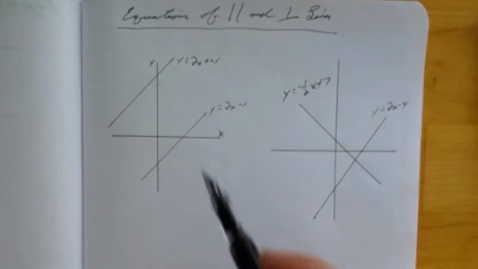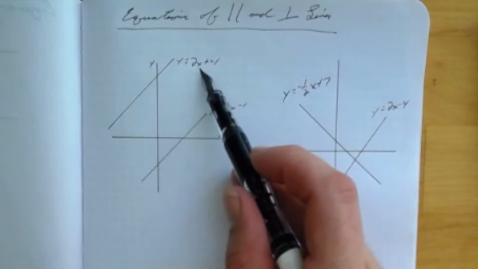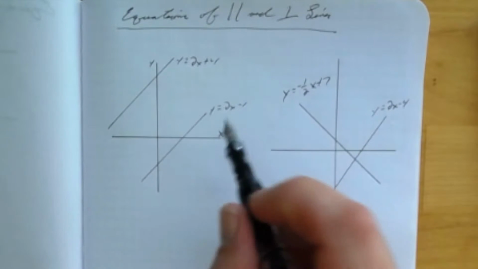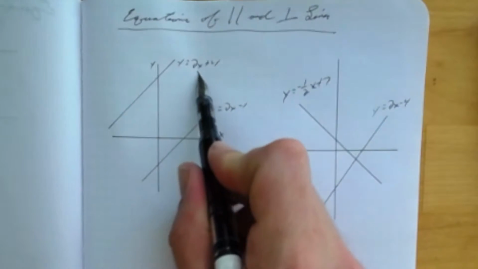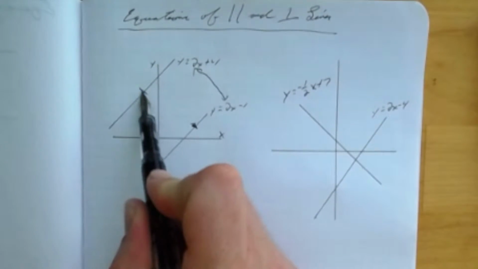So if I have two lines on a graph, like I do here, and they have an equation of y is equal to 2x plus 4 and y is equal to 2x minus 1, I see that they have the same slope. When they have the same slope, I can tell that these two lines are parallel.